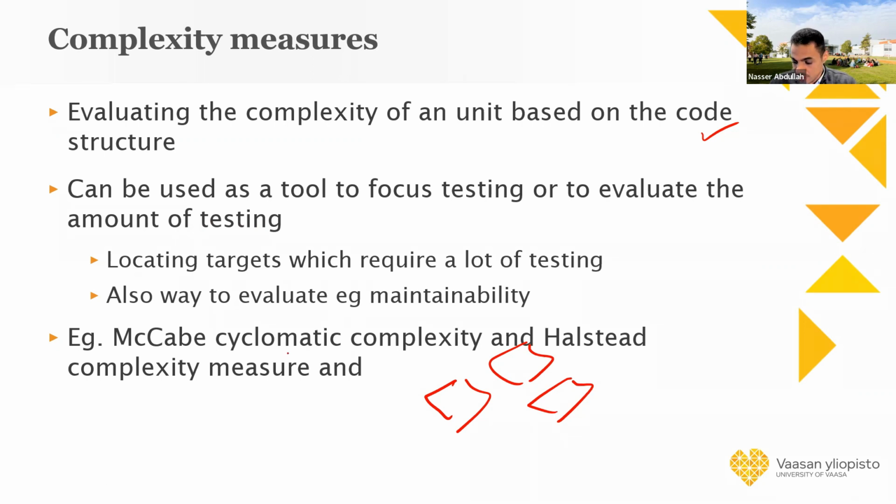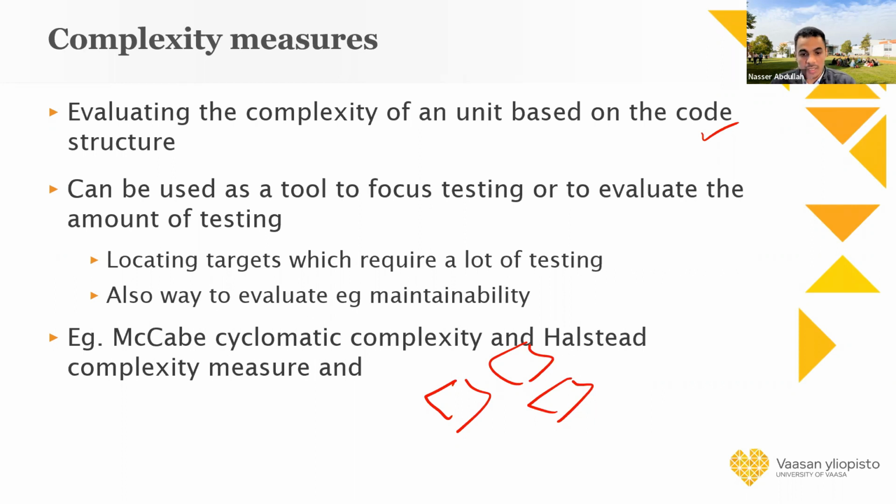Here we have the cyclomatic complexity, which is McCabe's. This is the one we learned previously, and we see now how it works. Also, we have the holistic complexity. These are just examples of methods used to calculate the complexity. This is the relation between the amount of testing and the complexity: it will guide you to the part that needs more testing.